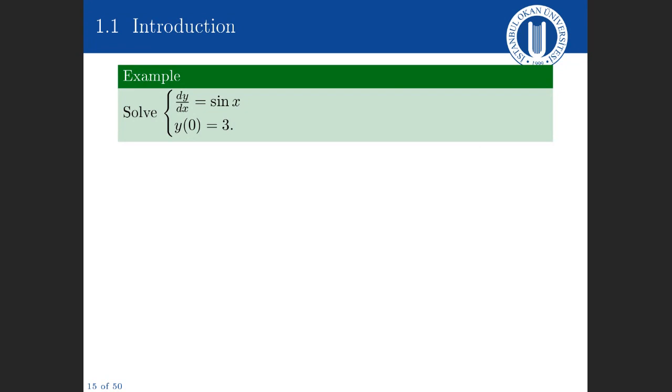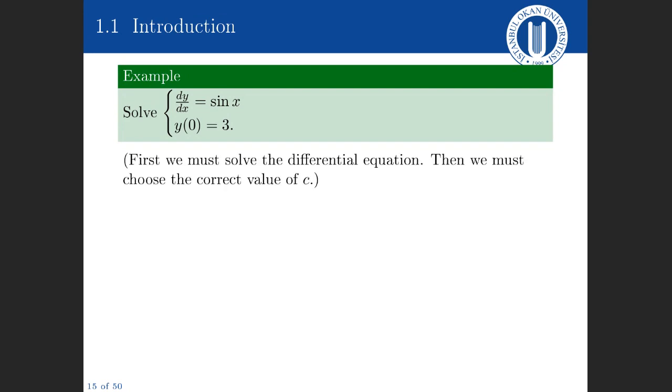Let's do another one, another initial value problem. We have the differential equation, dy dx is equal to sine x, and the initial condition, y of 0 is equal to 3. First, we're going to solve the differential equation, and then we're going to choose the correct value of c to satisfy the initial condition.